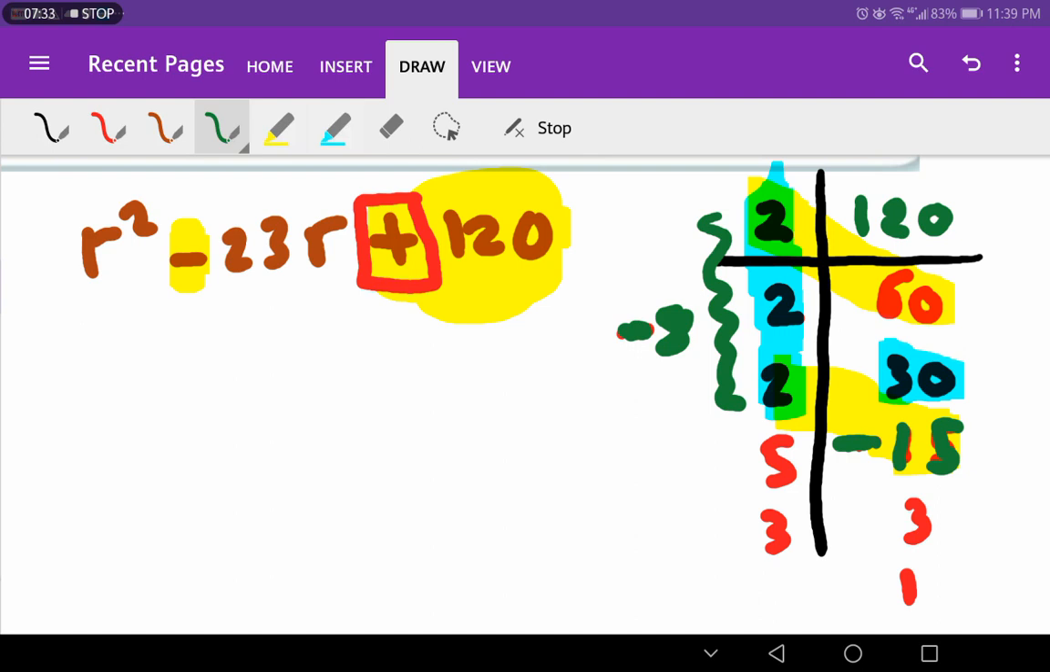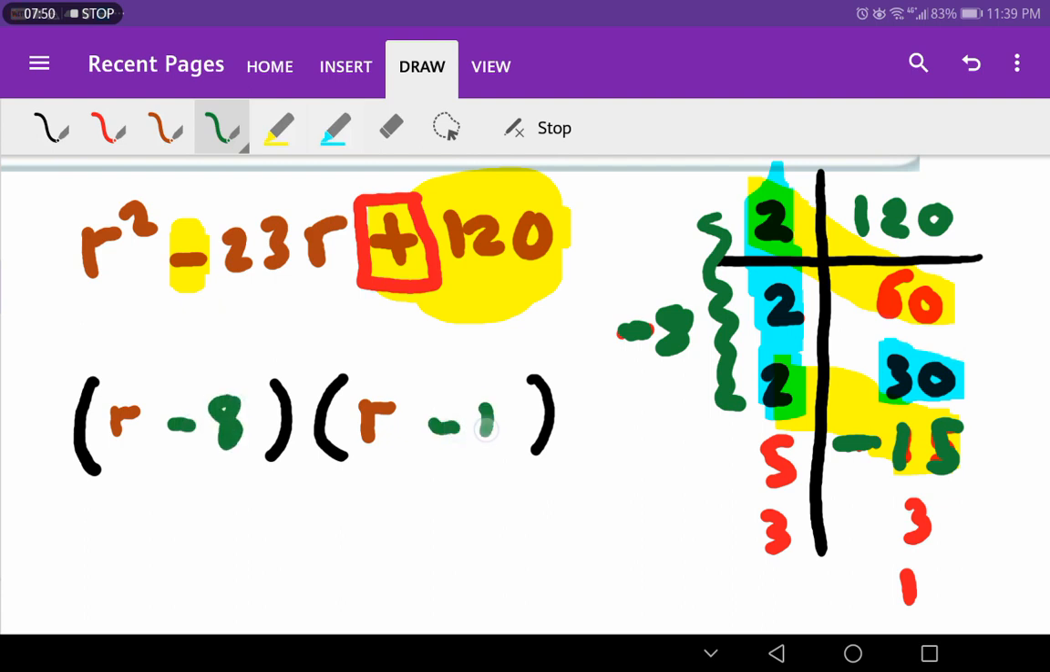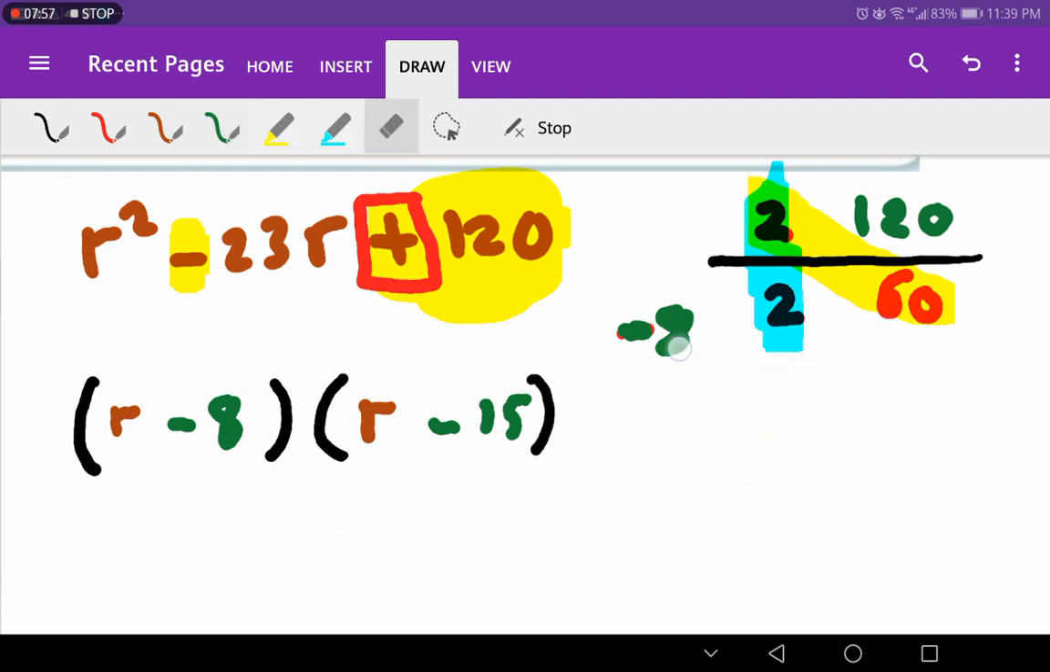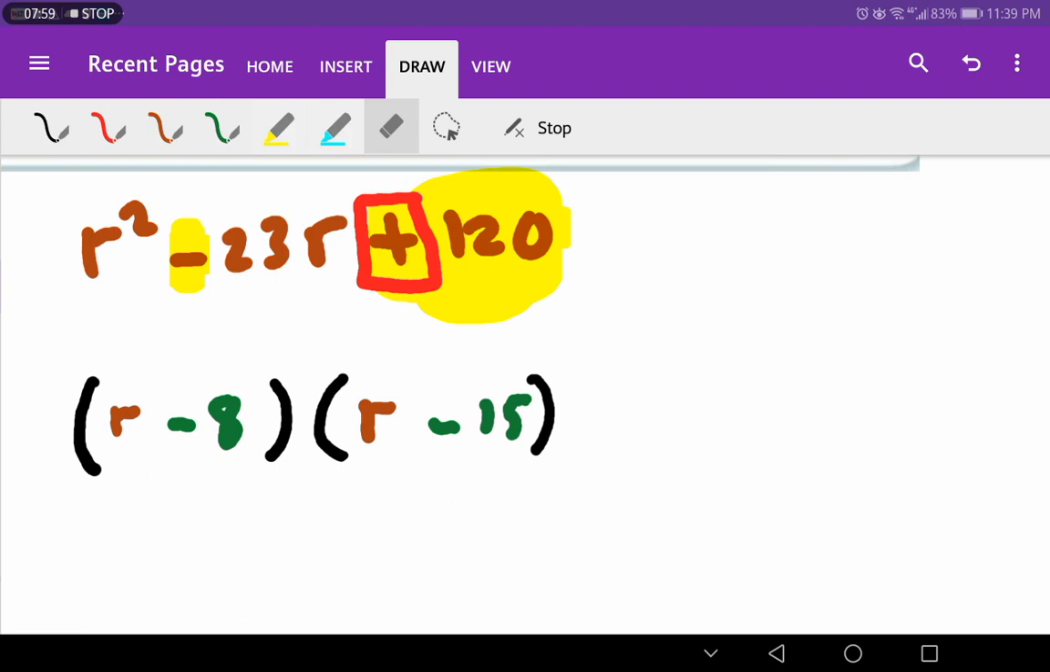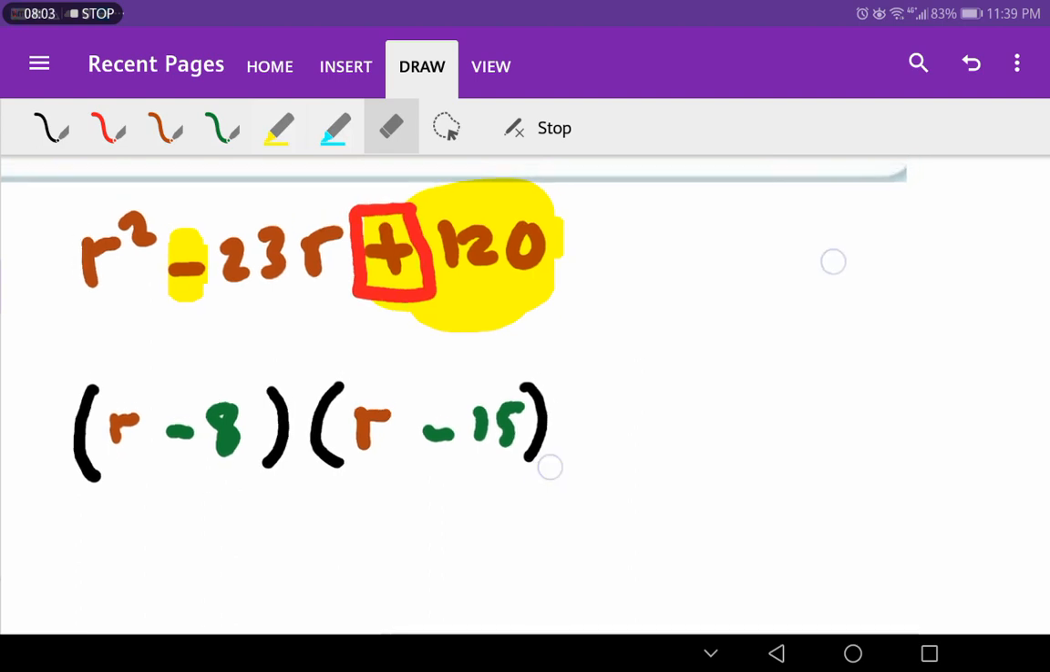Okay, my dear student, so let us continue. I will draw like this, and write R and R here, and negative 8 here, and negative 15 here. Okay, so I'm done with this. It is helpful for the big number if you cannot find the factors in the easy way. Okay, my dear student, good.